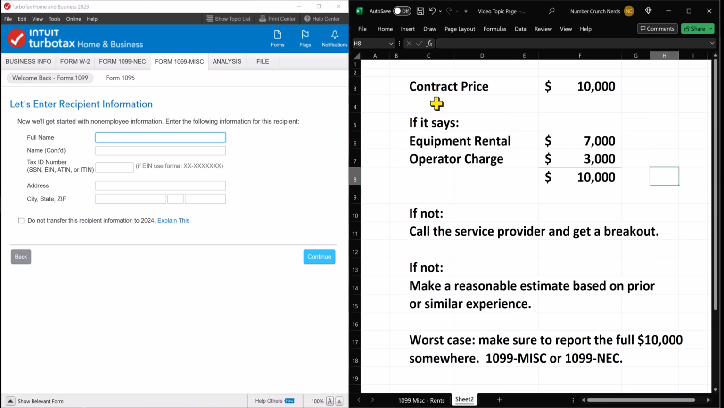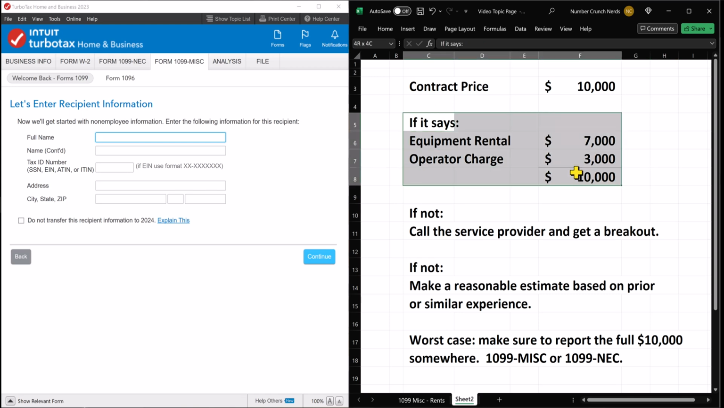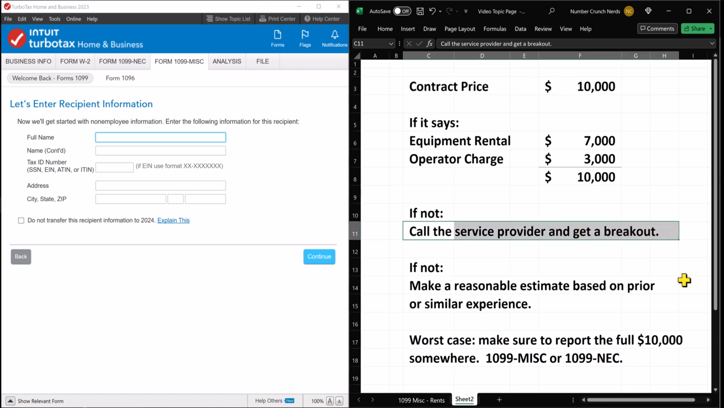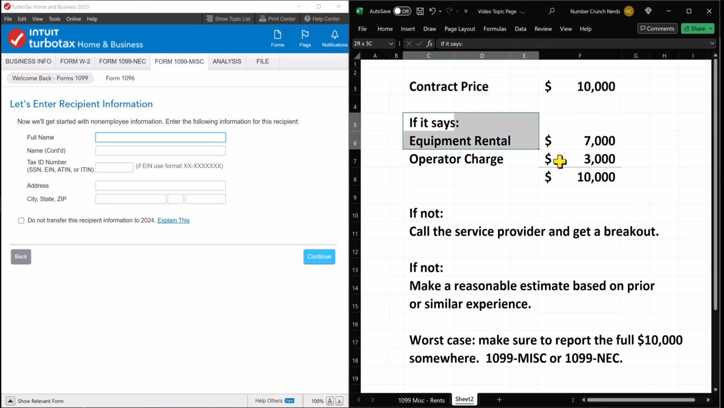Okay, if the contract does not provide this breakout, and let's just say it says this, 10,000, but you know that part of it was for the operator charge, the best thing you could do is just call the service provider and get a breakout. Just have them tell you what this is. That would be the simplest thing.